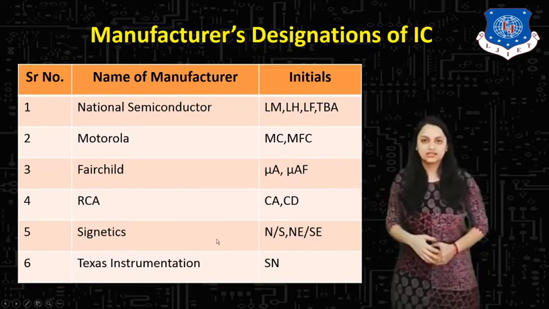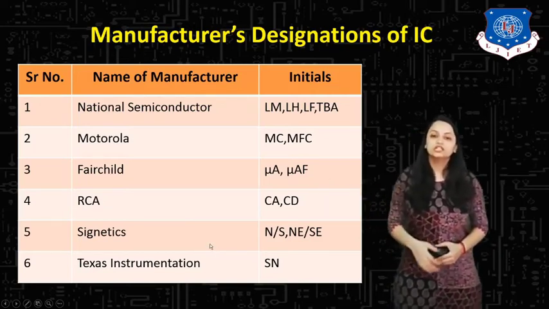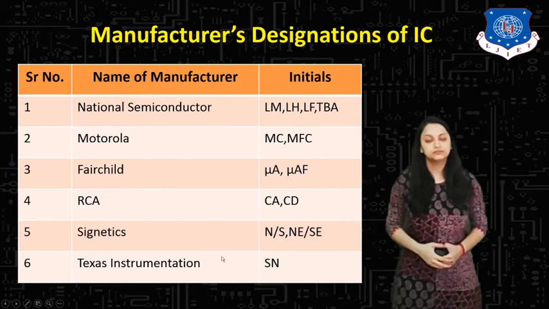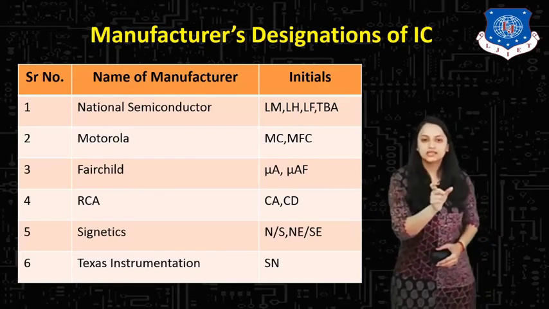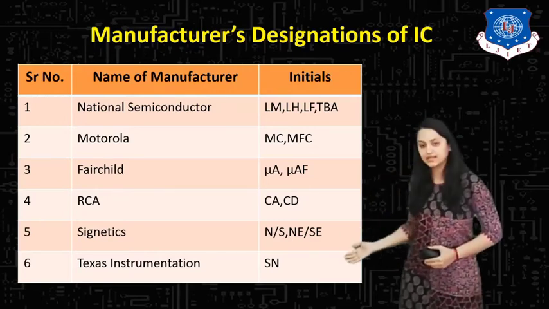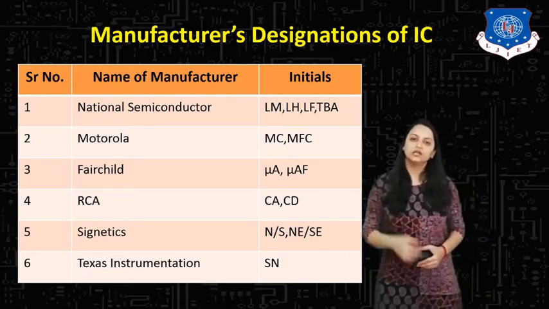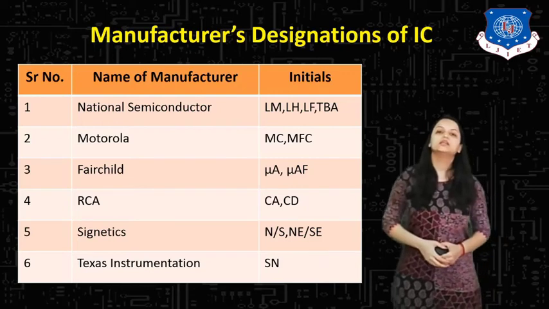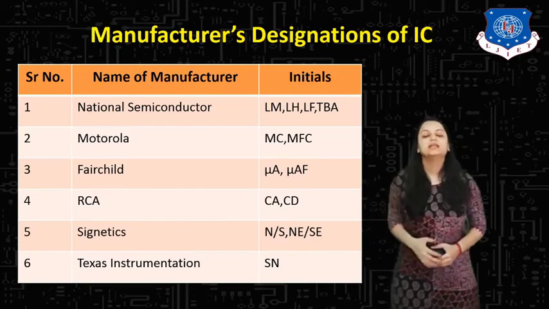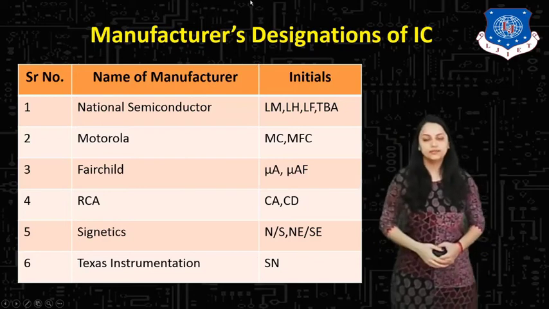Then the fourth one is RCA. It will use the initials CA or CE. The initials used by Signetics are N/S or N/SE. If N/S or N/SE is written on the IC, the manufacturer will be Signetics. And the last one is Texas Instruments. It will use the initials SN. So if SN is written on the IC, it indicates that this is, say, IC 741, but it is manufactured by Texas Instruments. So these are the manufacturer designations of ICs.